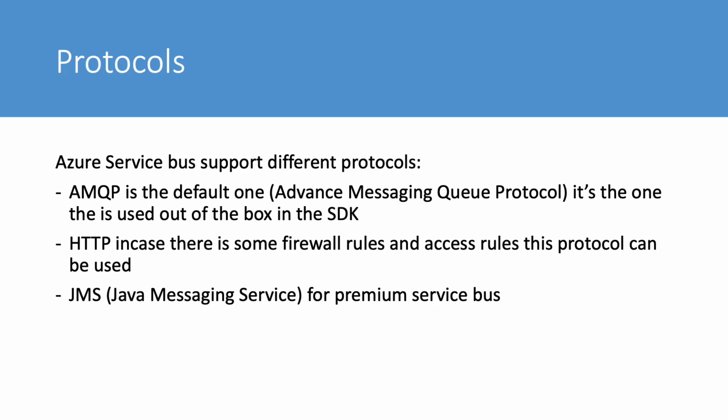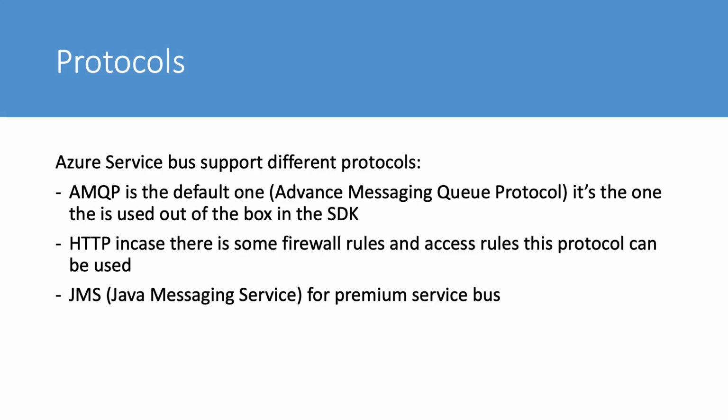So what are the protocols that queues and topics use? Azure Service Bus supports different protocols, and the main one, used across almost, I want to say, 99% of all queues and topics, is called AMQP, which is the Advanced Message Queuing Protocol. This one is basically used across all of the queues, topics, and services.